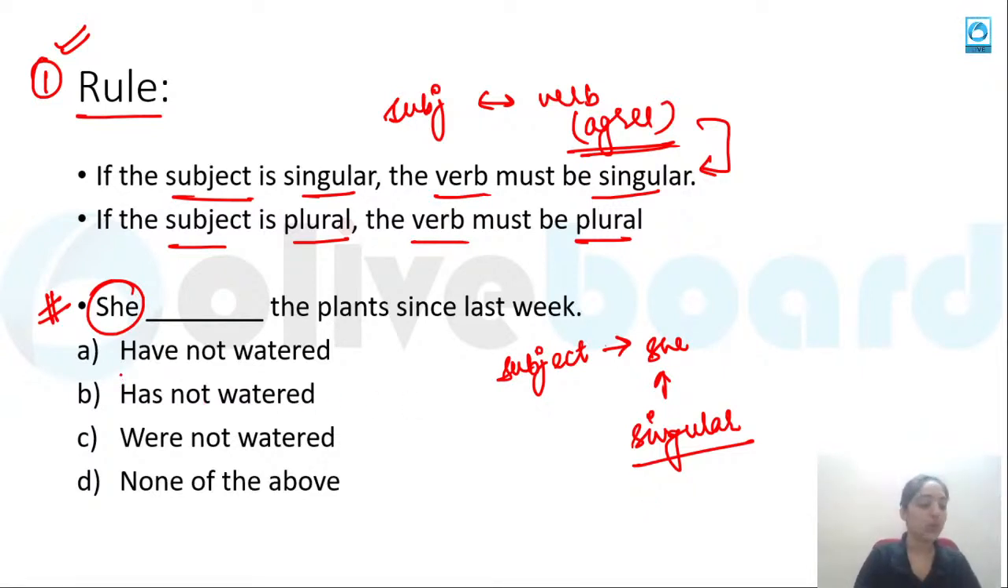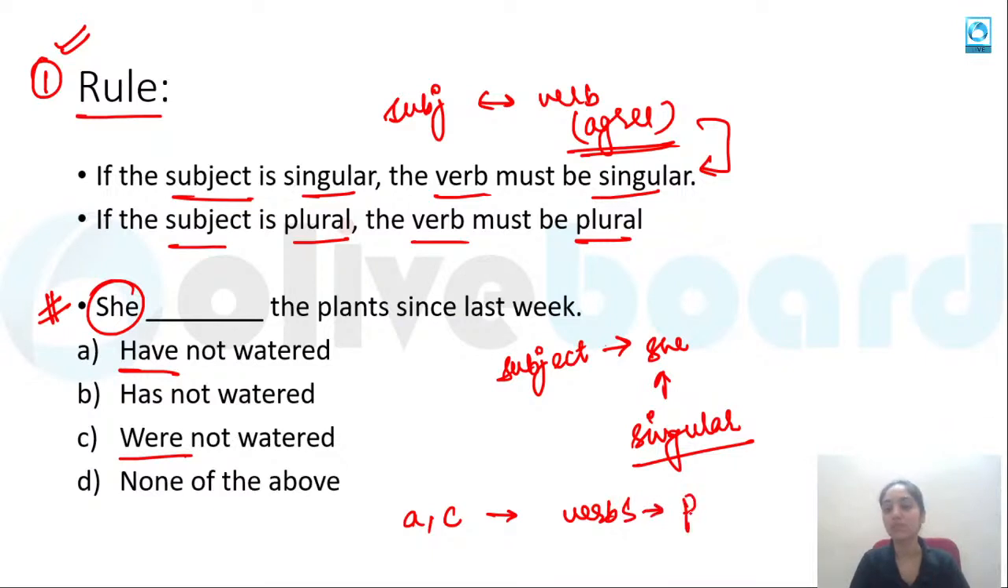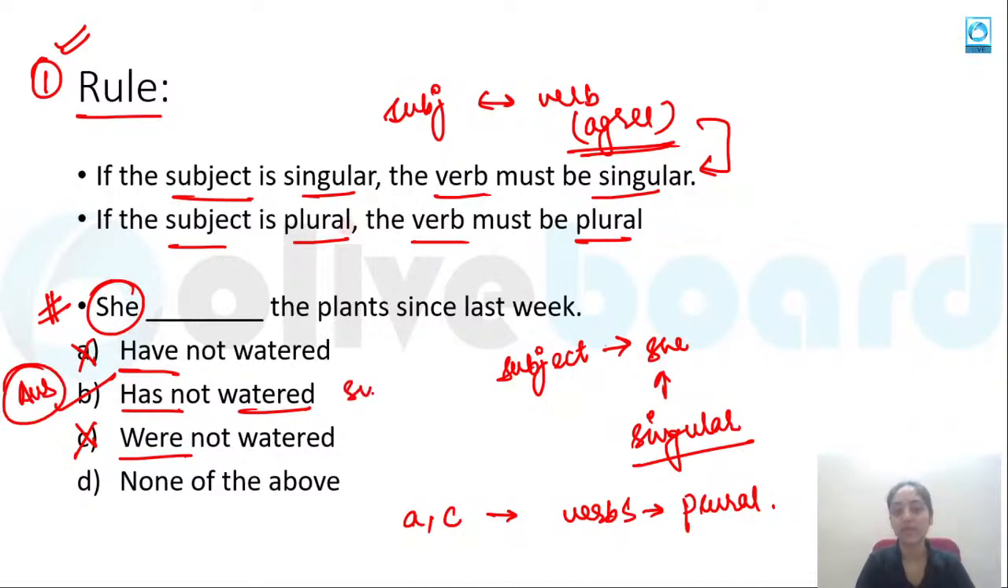So if you were to go through all the options, if you notice option A says have and option C says were. So A and C give you verbs that are plural, but your subject is singular. So options A and C will be eliminated. Now, if you go through option B, she has not watered the plants since last week. This option is correct because has is a singular verb. So option B here is the correct answer. Correct answers by Rahi and Snehashish.